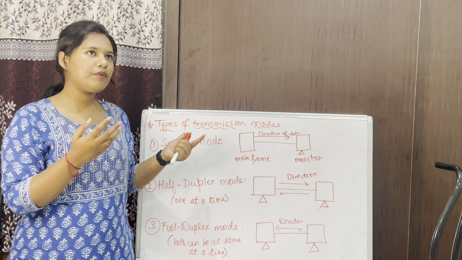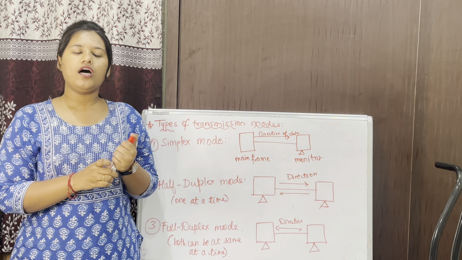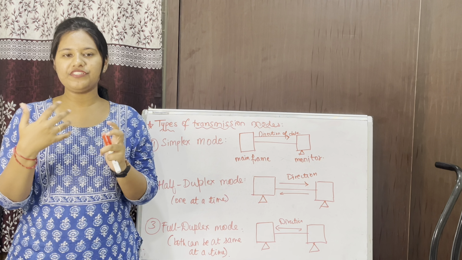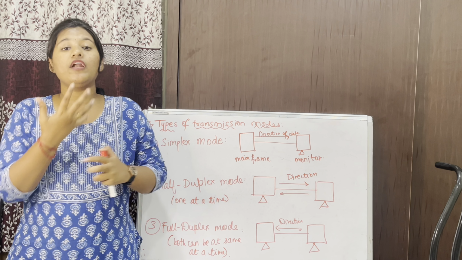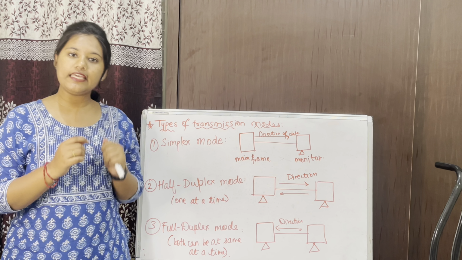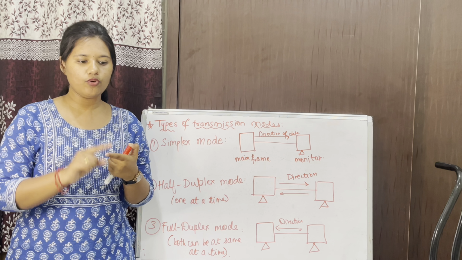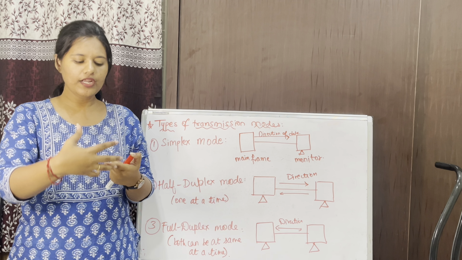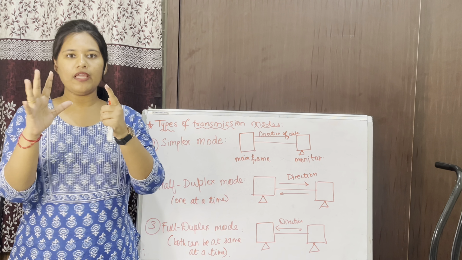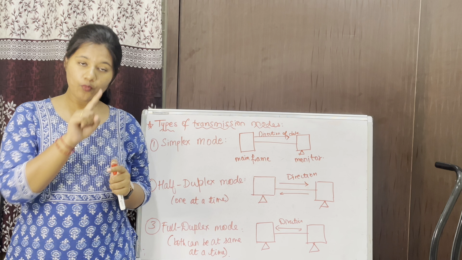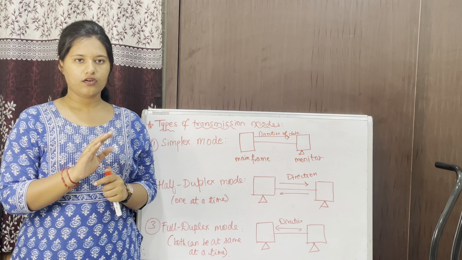Next, another example is the radio station. The listener can only listen to what is being transmitted on the radio, but they can't respond back to the radio station. Another example of this simplex mode is keyboard and monitor. Through the keyboard you can give the input to the computer, and on the monitor you can only display or get the output, but both can't happen at the same time. Only one thing can happen in the simplex mode.